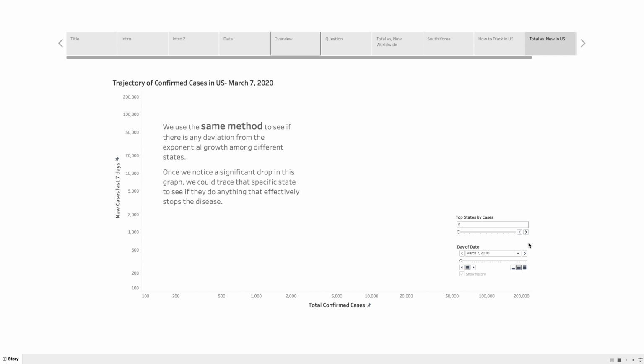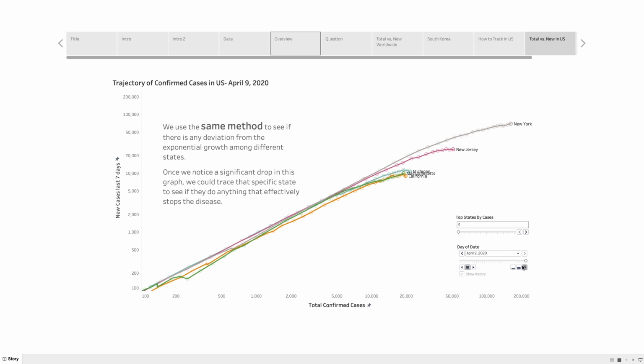We use the same method to plot the trajectory of the different states in the US. We could continue to monitor this graph to see if there is any deviation. And down here, we can also select the top states by cases to see more, for example, 10, 15, or more. And right now, it seems none of these states has a significant drop.